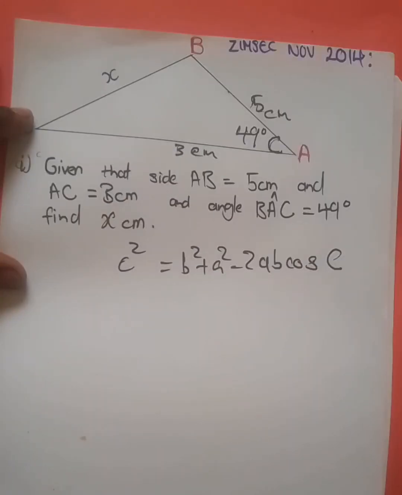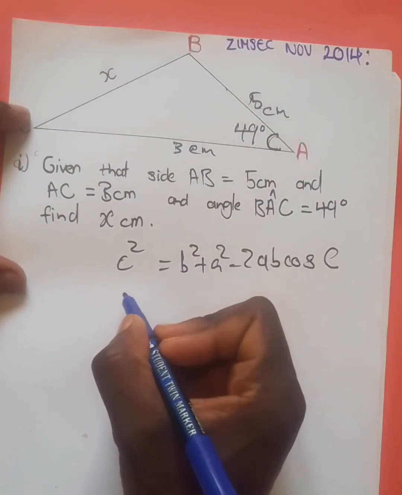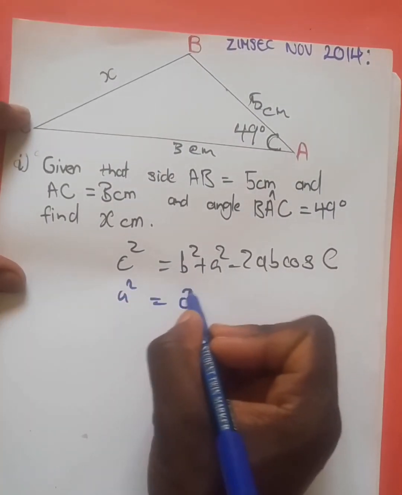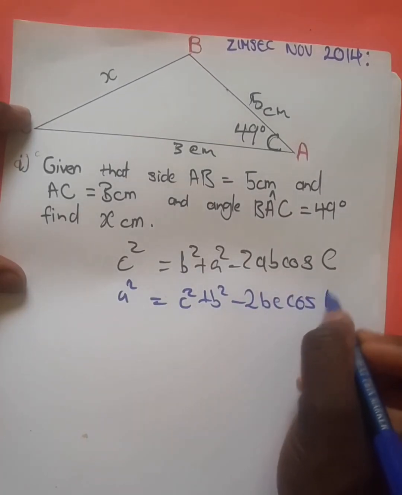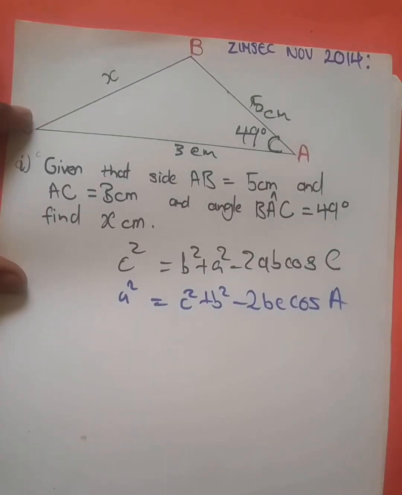Okay, so we can rewrite the cosine rule to fit our situation, right? So therefore, we can rewrite it to say that a squared is equal to c squared plus b squared minus 2bc cos a. Okay, you see it, right? So we've rewritten the cosine rule to fit our situation.